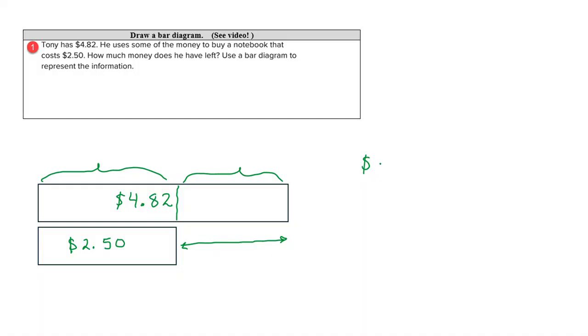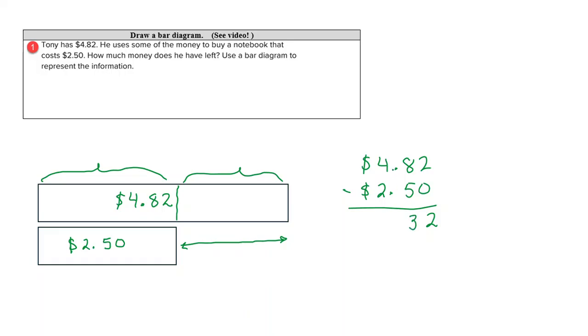So we can do this. We can say $4.82. Okay. Take away, minus, that's minus, right? Subtract $2.50. Okay. And here we go. 2 take away 0, that's 2. 8 take away 5, that's 3.